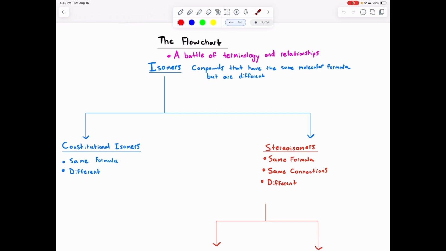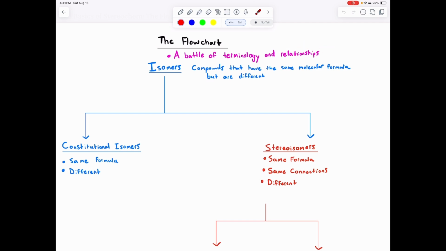We said in the big picture video, this unit is a battle of terminology and relationships. If you can keep your terminology straight, it is easy to figure out the relationships between your compounds when you are asked to do so on a test. You are tested on these like crazy.